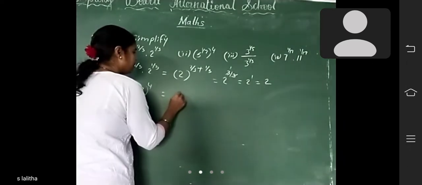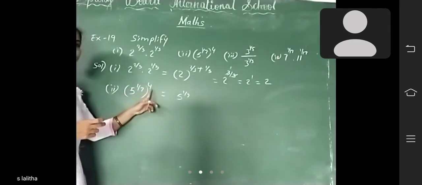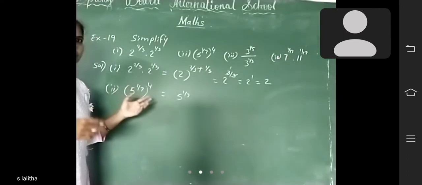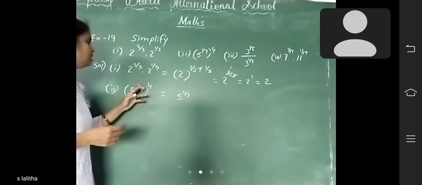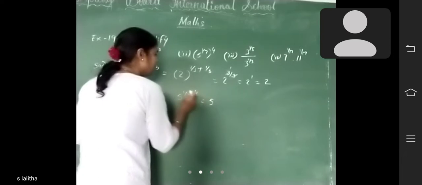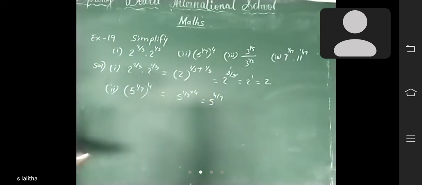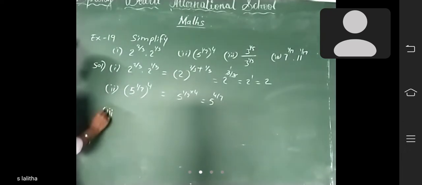Next, second one, 5 power 1 by 7 whole power 4. Here see, a power m whole power n, how can you write? a power mn. So you have to multiply these two exponents, 1 by 7 into 4. How much? 5 power 1 into 4, 4 by 7. Okay. Next, third one.